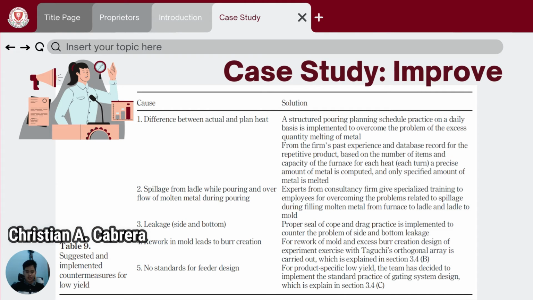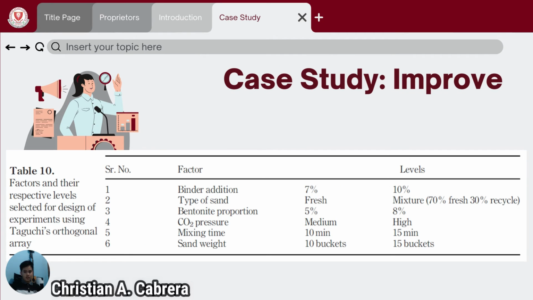Next is the improve phase. This table shows the countermeasures for low yields and to improve the overall first pass yield. The key countermeasure solutions are suggested and implemented. Table 10 shows that mold rework consumes more labor resources and time, and the team has identified 6 process parameters which may affect the proper mixture of molding materials.